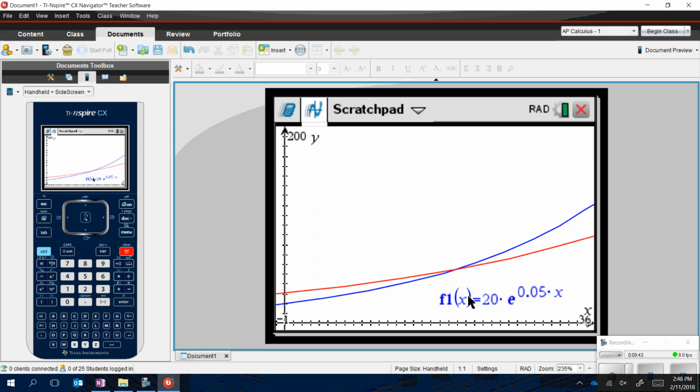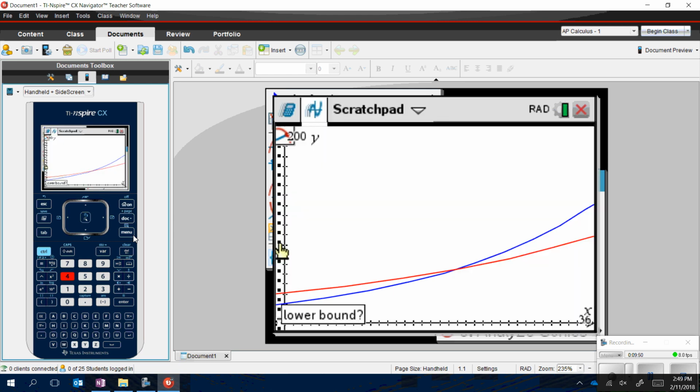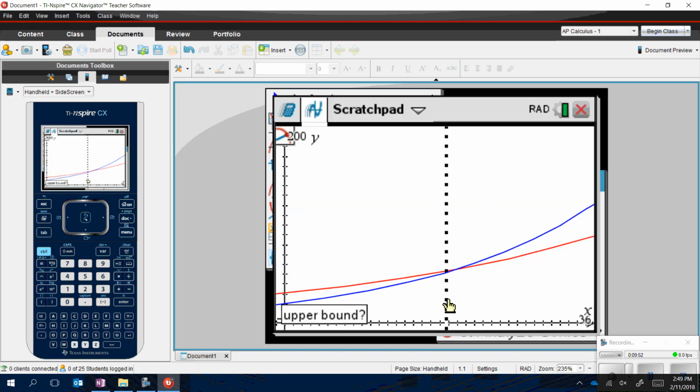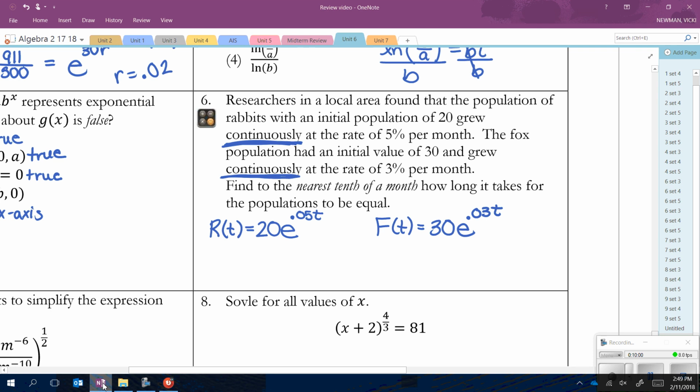I hate the labels, by the way. So menu, analyze, intersection, click, click. It asks for time, so 20.27 to the nearest tenth of a month. So t equals 20.3 months. All right.